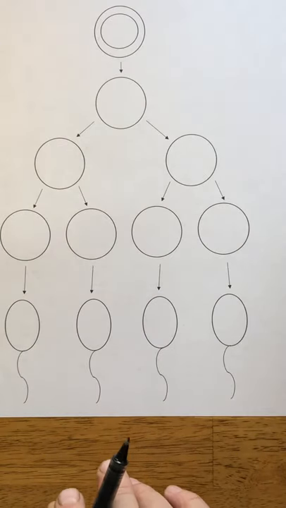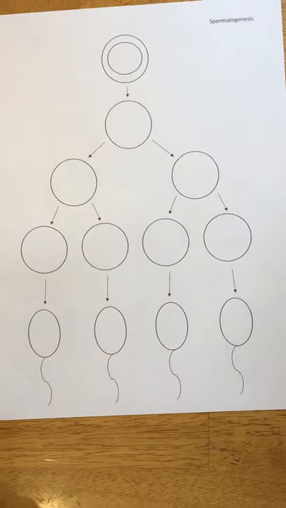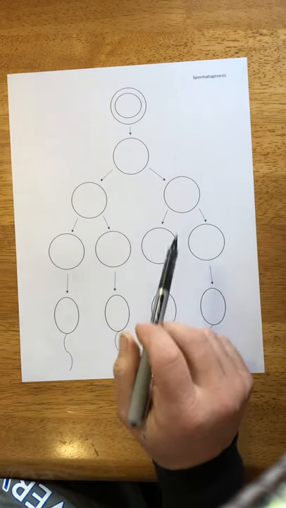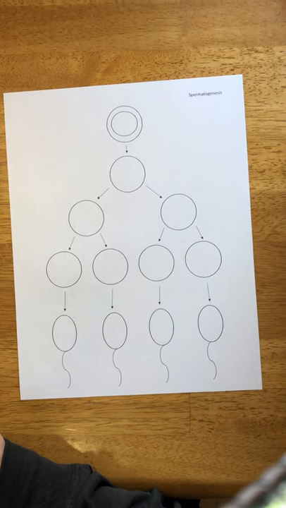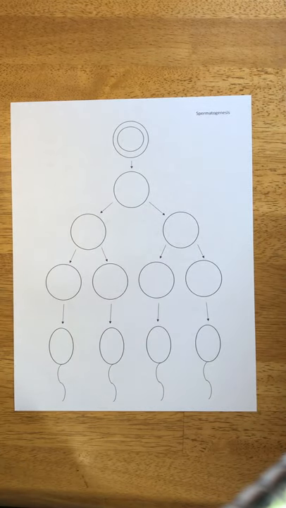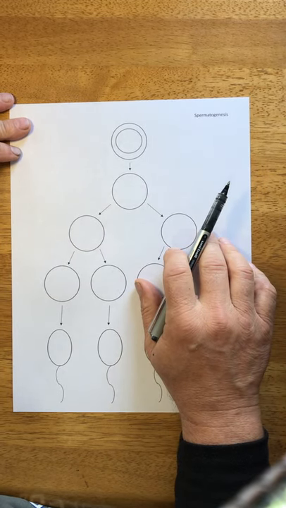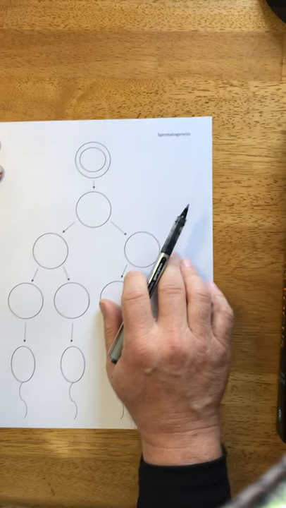And so if you'll follow me to this next diagram, and again, this should be available to you, or if you don't have a printer and you can't print this out, you could simply draw in these figures, essentially the circles that represent the plasma membrane and the one that represents the nucleus. Okay, so we're talking about spermatogenesis. Spermatogenesis is basically meiosis in the male.